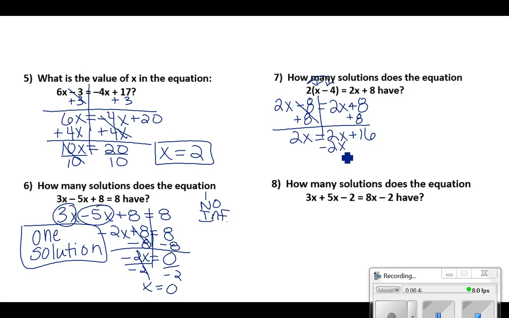Minus 2x, minus 2x. I'm not going to put 0x, because if you have the x variable, you would have a 1 in front of it. So I'm going to just bring down a 0. This cancels out because it equals 0. So I have 0 equals 16, and we know that's not true. So because it's not true, we have no solutions to this one.